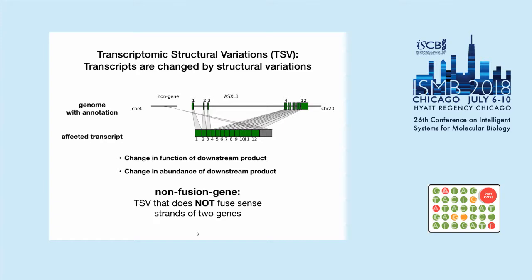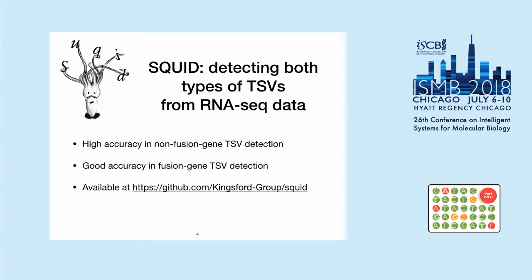So we would like to detect both types of TSVs, especially paying attention to the non-fusion gene TSVs. And so we designed our method to do that. We call it SQUID. SQUID features a high accuracy in non-fusion gene TSV detection, and it also has good accuracy in fusion gene TSV detection, which I will show in the results later. And SQUID is available at this GitHub site.